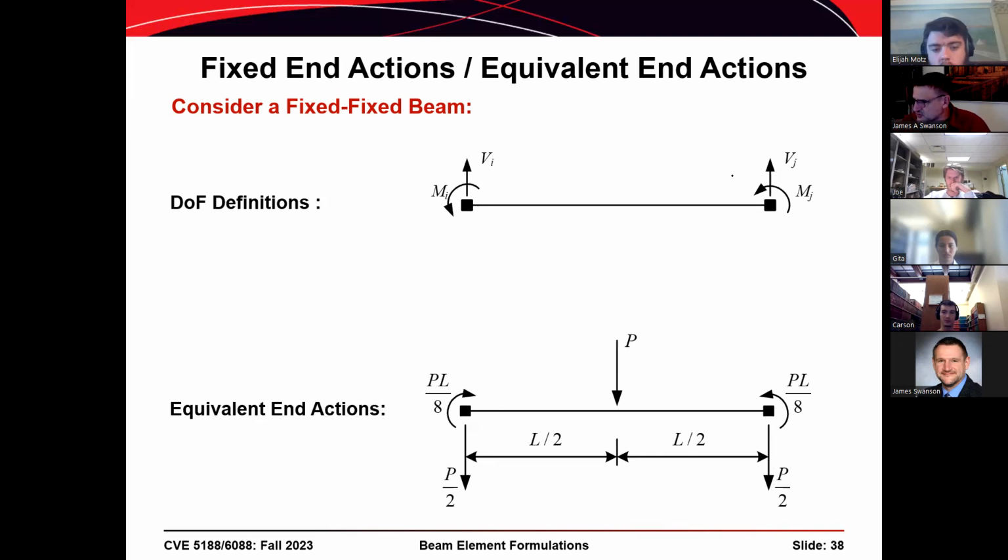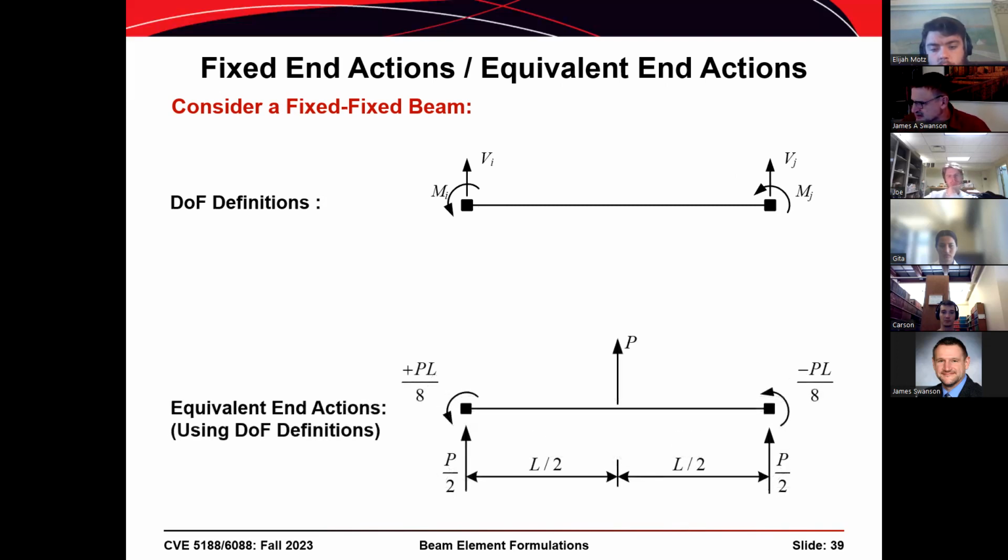So typically what we'll do is we'll write these equivalent end actions in a very goofy way. We'll write them like this with a load acting upwards, right? We don't often put the load acting upwards on the beam because most of the loads are due to gravity and they always act down. But it makes sense, if we bear in mind our degree of freedom definitions, to define our equivalent end actions like this. That way we can just enter them directly into our spreadsheet without having to think as much.